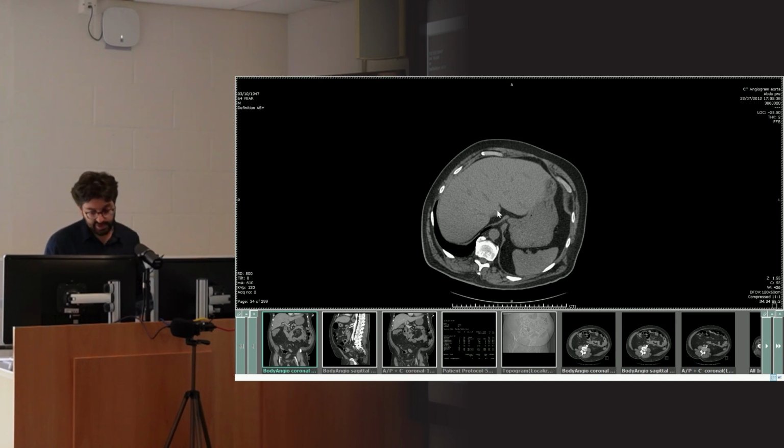And the way that you group those Hounsfield unit values is something we call windowing. You may have heard this term before.